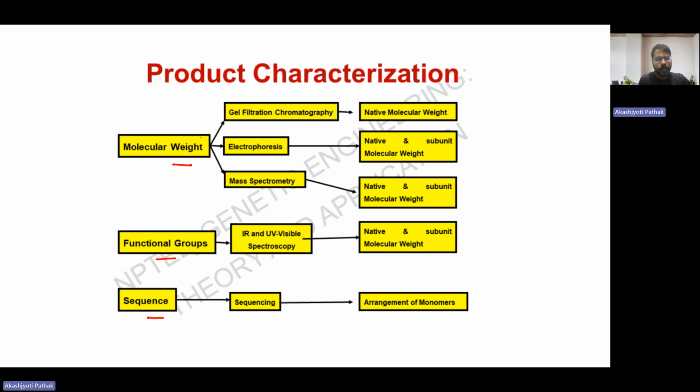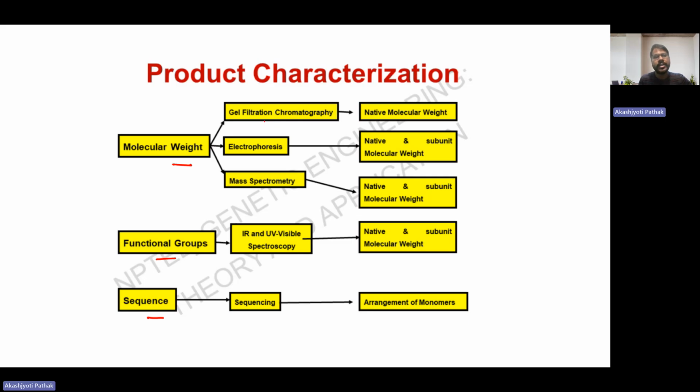So each molecule has a characteristic molecular weight, which can be utilized to identify or separate one molecule from the other. So, what are the different techniques which utilize molecular weight as a parameter for separating or characterizing different molecules? First one is gel filtration chromatography.